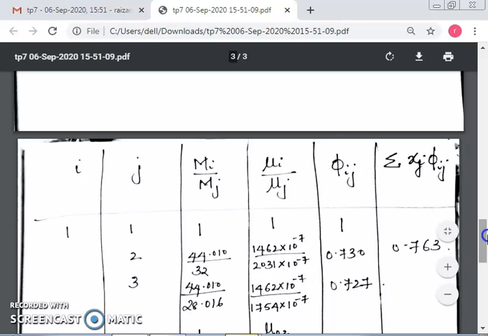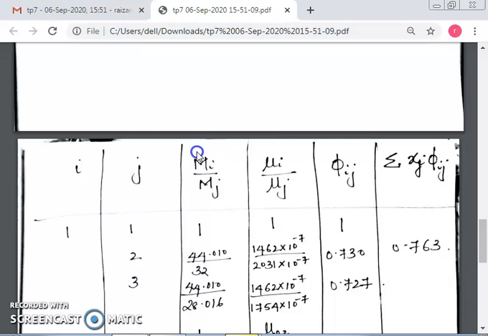So when a problem is given like this, you have to form a table. That is the first step. So the table should contain these headings, that is i, j, Mi by Mj, mu i by mu j, phi ij and sigma xj phi ij. So these are the terms given in that equation. That equation means the equation for finding out the viscosity of the gas mixture, that is mu mix. So these are the terms available. So you make it in a table form.